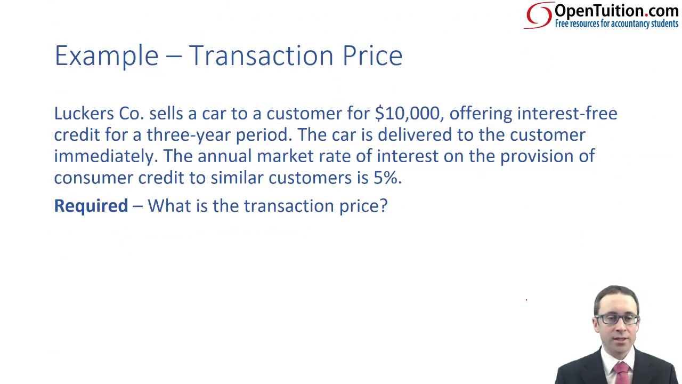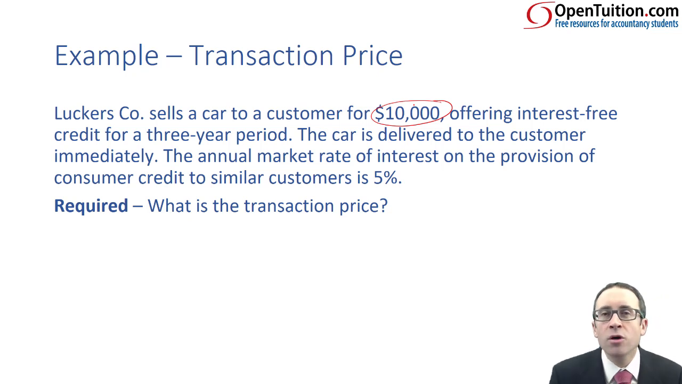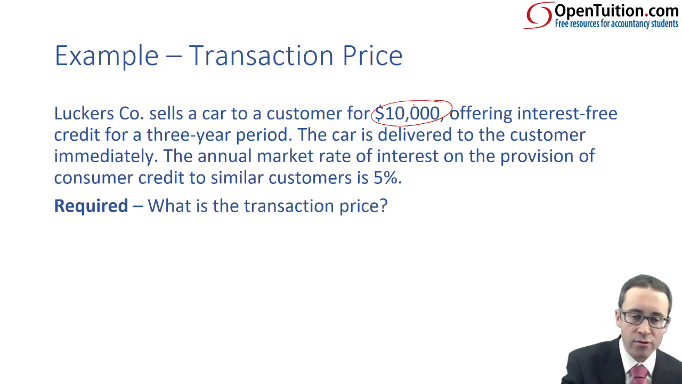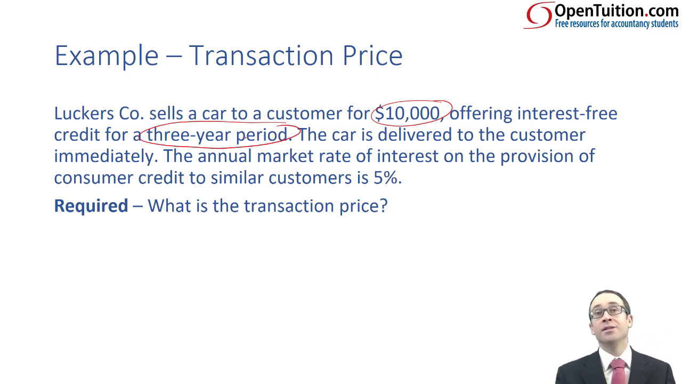On the transaction price, it goes through and says, as the requirement, what is the transaction price? It says Lookers sells a car to a customer for £10,000, offering interest-free credit. There's no such thing as interest-free credit. Okay, it's a selling gimmick, and here it's for a 3-year period. So as it's there for 3 years, I'd have thought there is likely to be some form of financing component. So even though we get £10,000 for the car in 3 years' time, we've sold the car today.